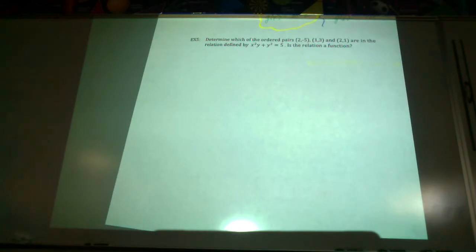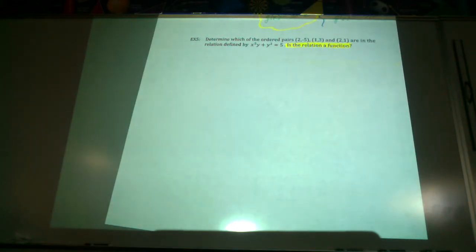Determine which of the ordered pairs (2, -5), (1, 3), and (2, 1) are in the relation defined by x squared y plus y squared equals 5. And then you have to determine is the relation a function. So make sure that you read all parts of the directions. And you cannot put this in your calculator because it's got a y and a y squared.